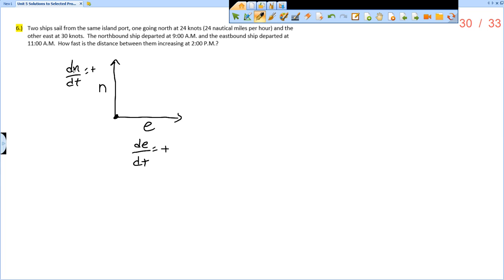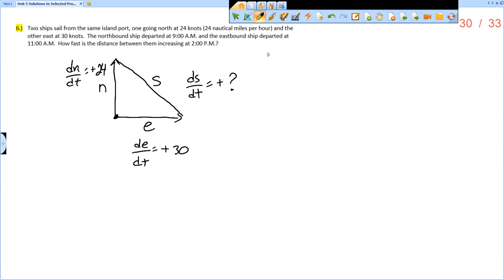All right, and so the rate at which the northbound ship is traveling, dN/dt, is 24 knots, 24 nautical miles per hour. dE/dt is 30 knots, 30 nautical miles per hour. Those are both positive. Now the question is related to how far they are separating from each other. And so the separation between them, I'm going to call that S, is changing. And so there is a dS/dt, which is some positive value that we wish to know, because it says how fast is the distance between them increasing.